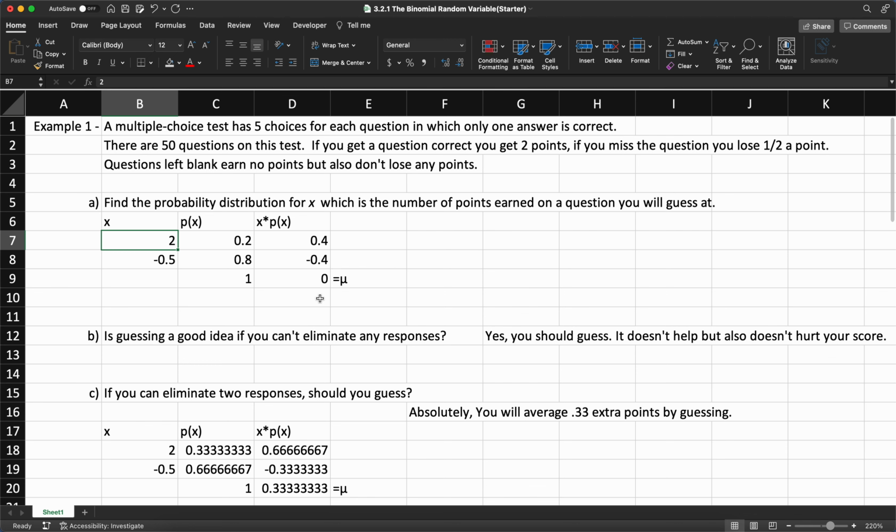This isn't asking, if I guessed on 50 questions, what's the probability that I get 30 questions correct? Now that would be something that's a binomial distribution, but the way that this is worded, it is not going to be binomial.